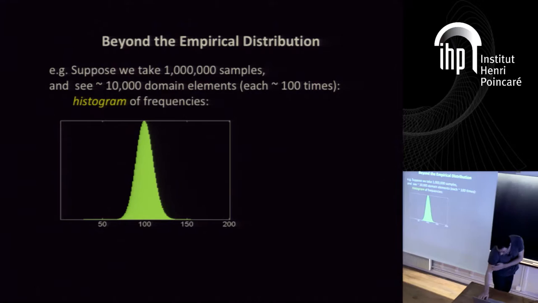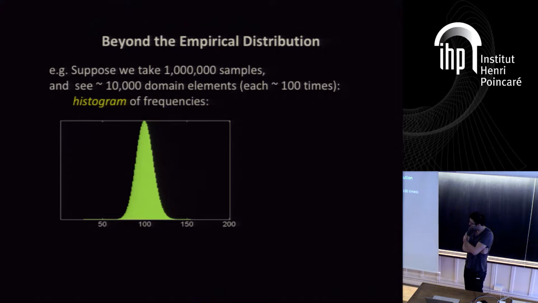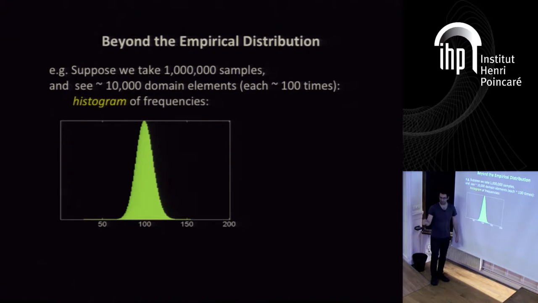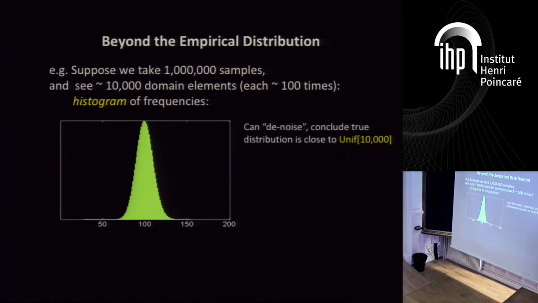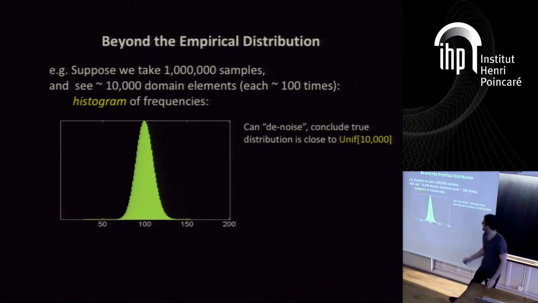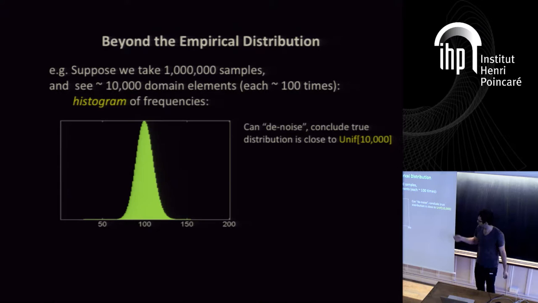Given this, what distribution do we think the samples were drawn from? Or in other words, suppose I tell you there's one domain element and I saw it 120 times. What's your best guess as to the true probability with which this species occurs? Are you going to answer 120 divided by a million, or 100 divided by a million? The empirical estimate says 120 over a million, and I claim that you'd actually be better off answering 100 over a million. What's the reasoning? I claim that you can essentially denoise this empirical distribution and conclude that the true distribution is very close to a uniform distribution over 10,000 domain elements. Why is this?